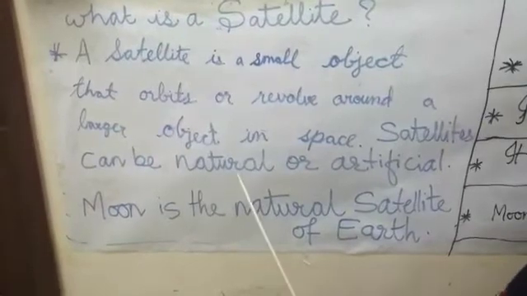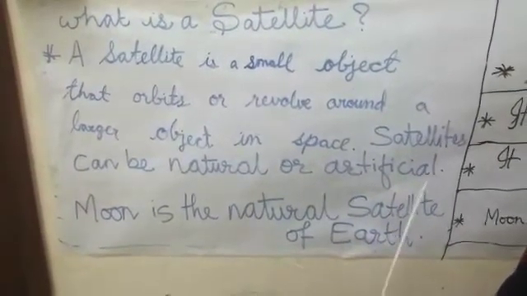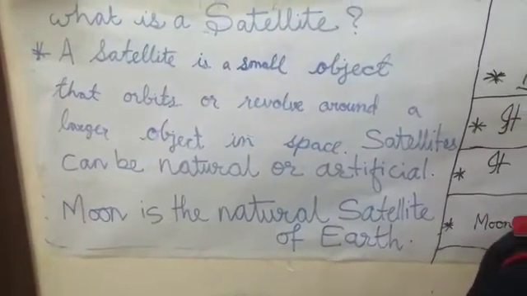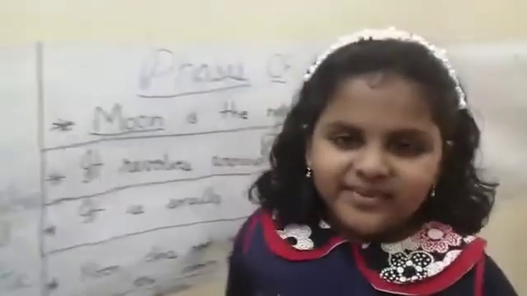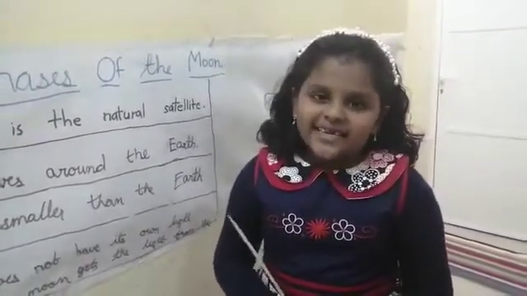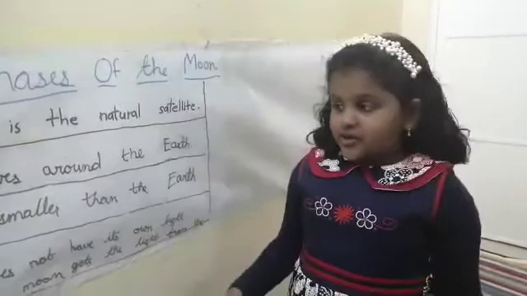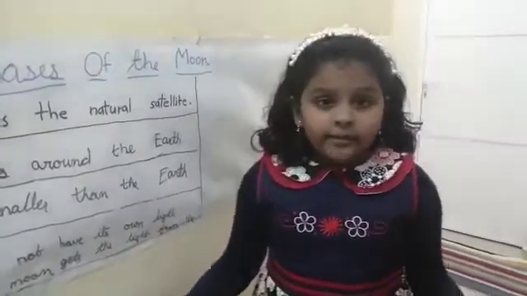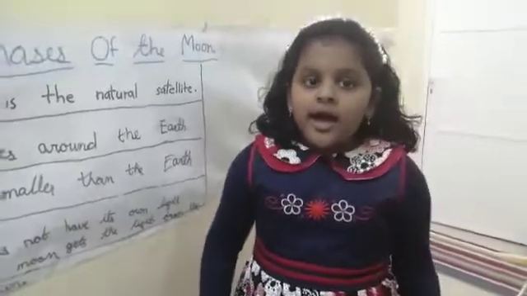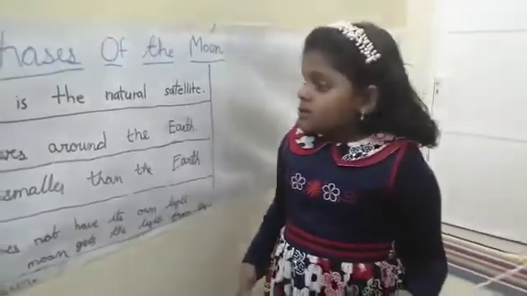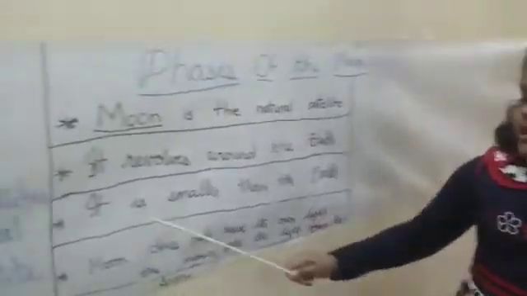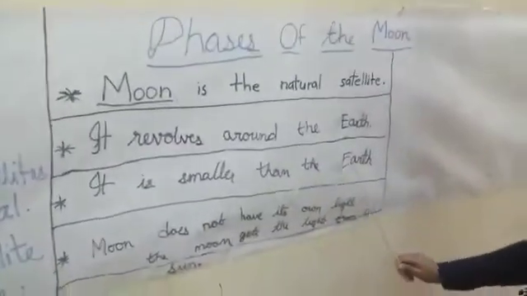Satellites can be natural or artificial. So, Moon is the natural satellite of the Earth. I hope you understood about the satellite. You know that our Moon revolves around the Earth, and this is why it's called satellite. The Moon is smaller than the Earth.